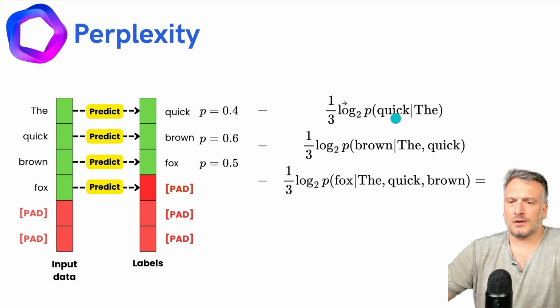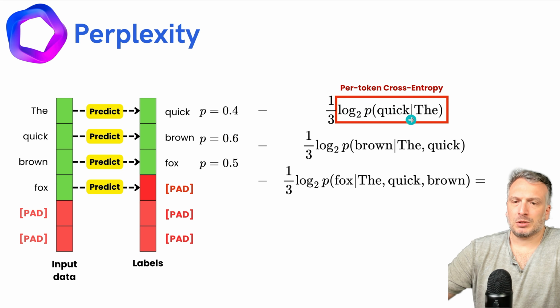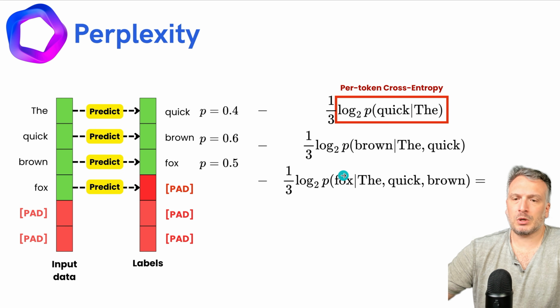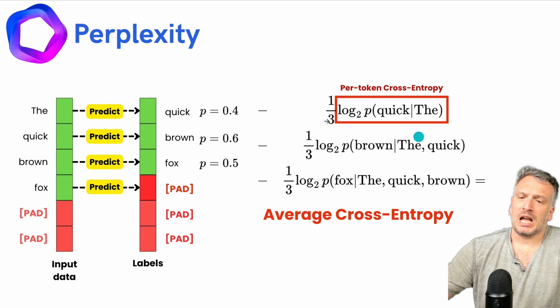Now let's take the log of those probabilities and divide by the number of probabilities that we have. The number of probabilities that we have is 3 here, so we divide by 3. So 1/3 of the log of each of the probabilities, and we have a minus sign for each of those terms. This term here is the cross entropy per token. So this is a measure of how well the model predicted that the right word to predict was the word quick. And same for all the other terms. So each of those terms is a per token cross entropy. So this whole thing here is the average cross entropy as it is measured on the test set.